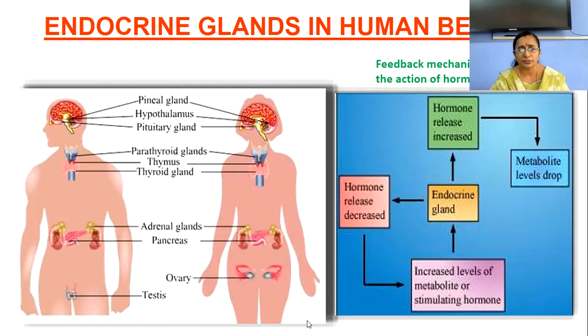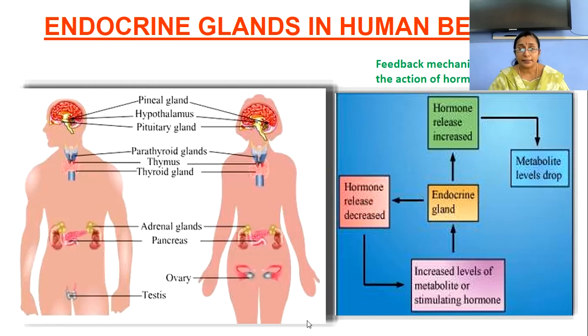For example, if the level of insulin falls in the body, more glucose will come into the blood, which will immediately stimulate the hypothalamus to stimulate the pituitary to stimulate the thyroid gland. Then the thyroid gland will stimulate the pancreas to produce insulin, and this insulin will be released into blood and the glucose will be converted into glycogen.